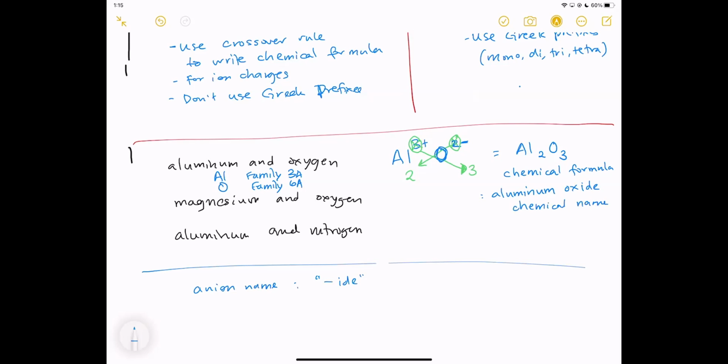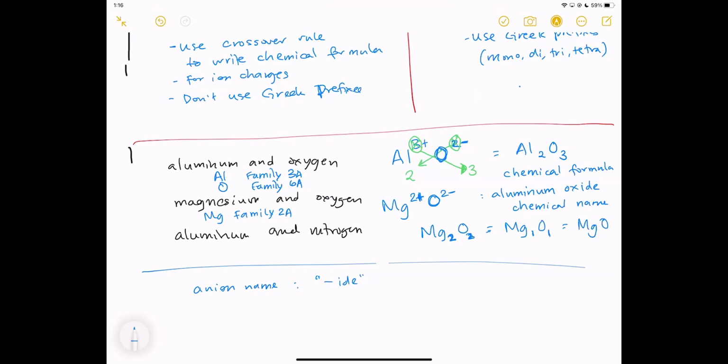Okay, so for magnesium and oxygen, magnesium is in family 2A. You look at the top and you find it's in 2A. This is magnesium with a +2 charge, or 2+. And then the oxygen is the same, -2. So this ends up being Mg2 and O2, and you can reduce that down. Anytime you can divide both subscripts by the same number, you should do that. This becomes Mg1 and O1. Anytime you have ones, though, you get rid of those ones and it's just Mg and O.